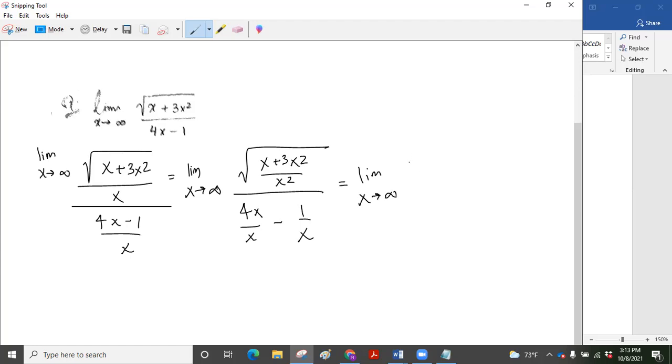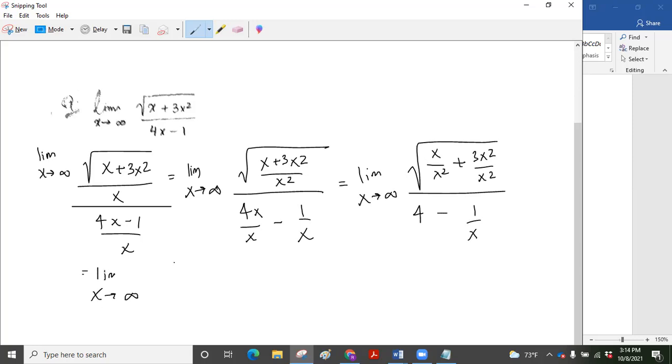which is equal to the limit as x approaches infinity of, so we'll say that this is x over x squared plus 3x squared over x squared over 4 minus 1 over x, which is equal to the limit as x approaches infinity of the square root of 1 over x plus 3 over 4 minus 1 over x. This goes to 0, this goes to 0. This is the square root of 3 over 4.